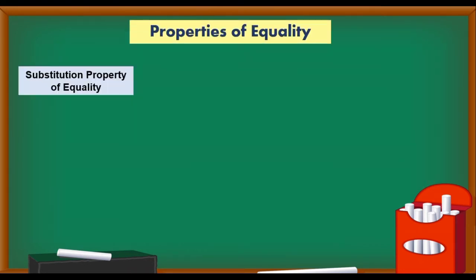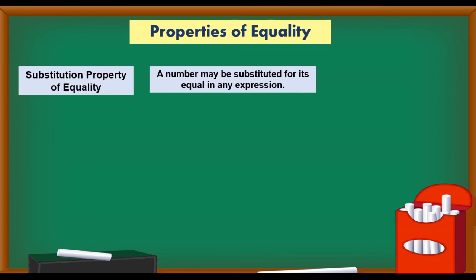And last example or last property is what we call the substitution property of equality. When we say substitution, a number may be substituted for its equal in any expression. Parang pinapalitan lang natin ng value, parang nung nakaraan nating video. 'Di ba? Nagpapalit lang po tayo ng value ng variable. So, given if A equals 90, and B equals 90, then we can say that A equals B. So, para siyang transitive, di ba?